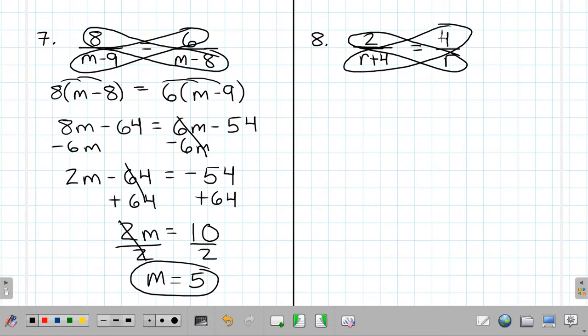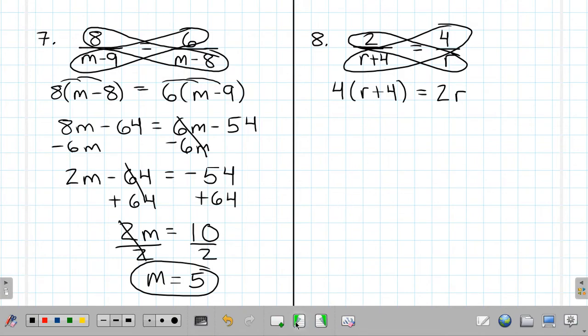Cross multiply. I'm going to do the 4 times r plus 4 first. That's going to be equal to 2 times r, which is 2r. So you can kind of maybe see where this is going. Same as what we had with, I think it was the second example. Let's flip back and look.